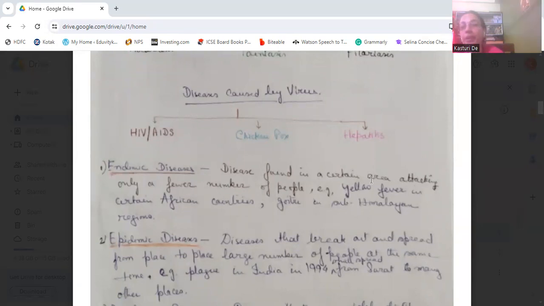Then we come to epidemic diseases. These are diseases that break out and spread from place to place, involving a larger number of people at the same time. Like plague in India in 1994, which spread widely from Surat to many other places.